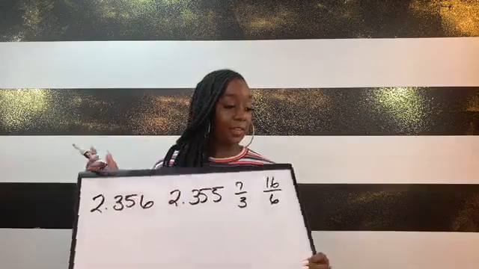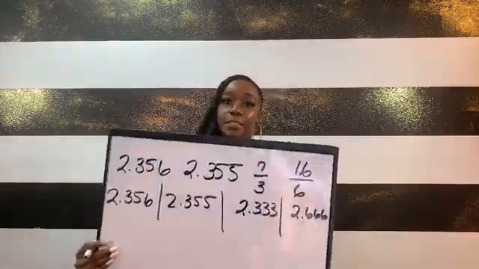So if I do 7 divided by 3, that's going to give me 2.3 repeating. If I do 16 divided by 6, that's going to give me 2.6 repeating. All right, so if I bring all my decimals down, I have 2.356, I have 2.355, I have 2.333, and I have 2.666.